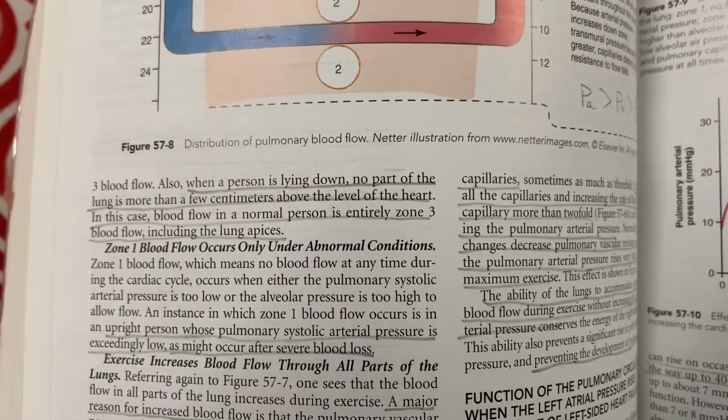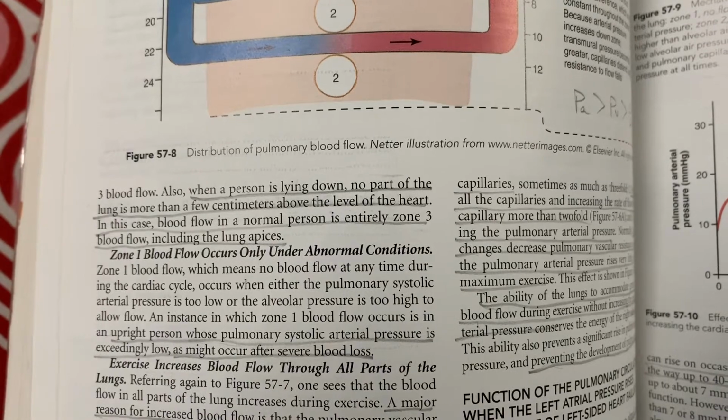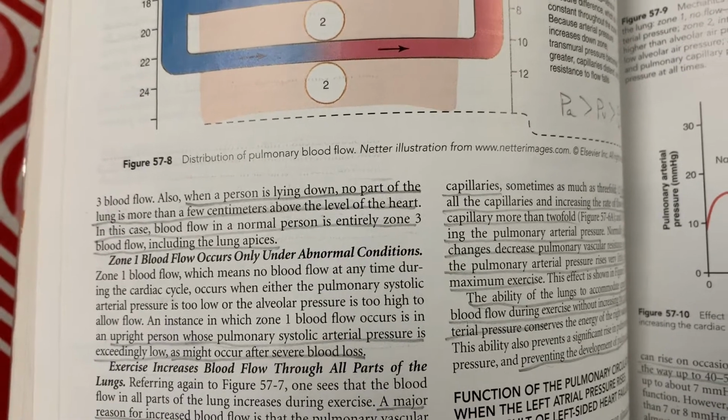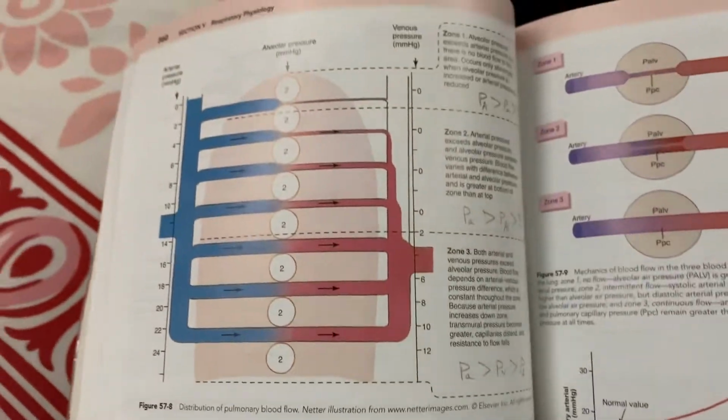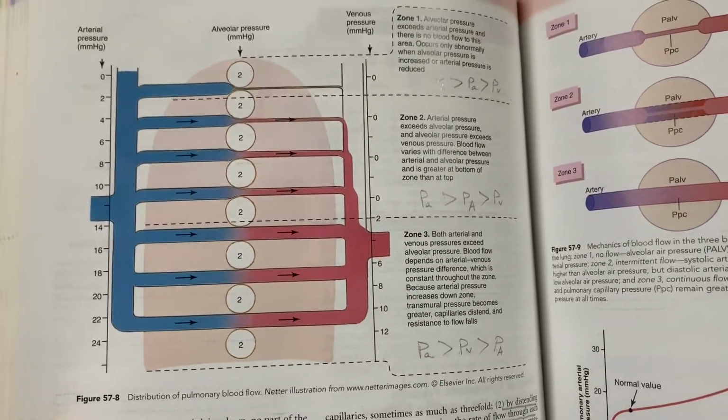Also, when a person is lying down, no part of the lung is more than a few centimeters above the level of the heart. In this case, blood flow in a normal person is entirely zone 3 blood flow, including the lung apex. Okay, just go through this diagram once.